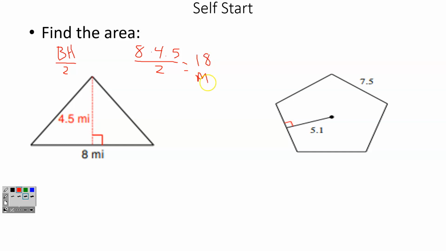It's going to be miles squared. So don't forget to divide by 2. Notice I also did not multiply by the number of sides. I don't do that with a triangle.